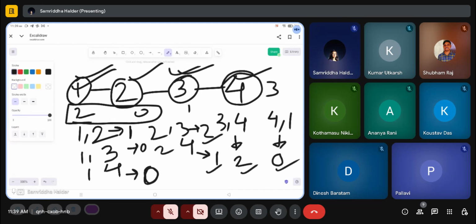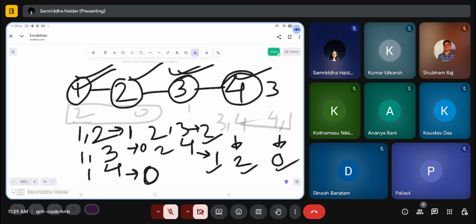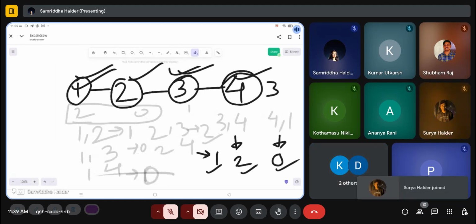But this way it will not be minimized, right? This is just random. So we need to think of a way to minimize this sum of the max over all the pairs.